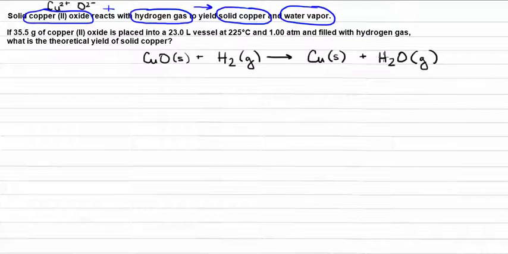If 35.5 grams of copper(II) oxide is placed into a 23-liter vessel at 225 degrees Celsius and 1 atmosphere, and it's filled with hydrogen gas, what is the theoretical yield of solid copper?